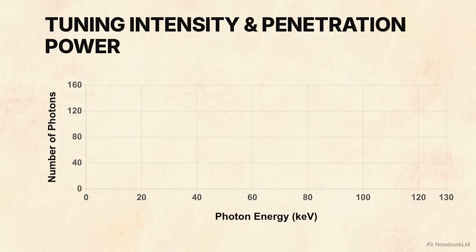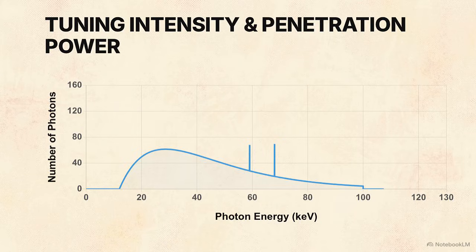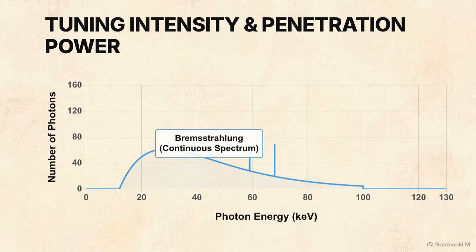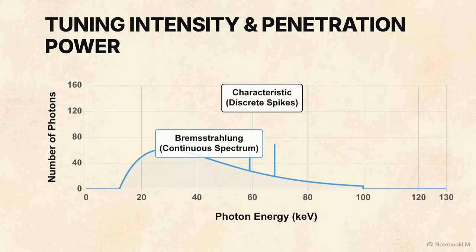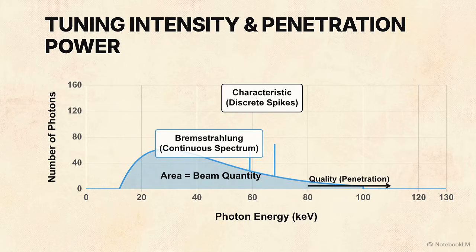This is a chart showing the resulting X-ray energy spectrum. The smooth asymmetrical curve represents the continuous range of photons produced by Bremsstrahlung. The precise, discrete emissions of characteristic radiation interrupt that smooth curve as sharp vertical spikes at specific energy markers. The total area under the curve represents beam quantity, or intensity. The rightward position of the curve along the x-axis represents beam quality, or its ability to penetrate an object.